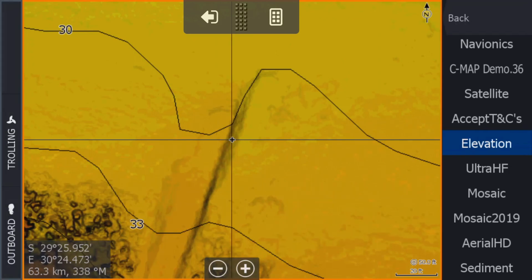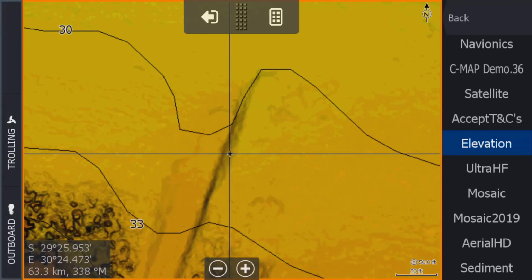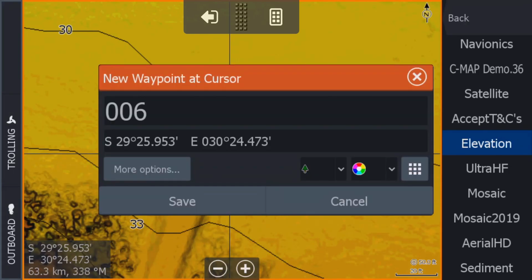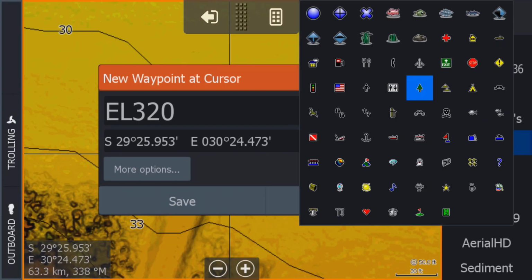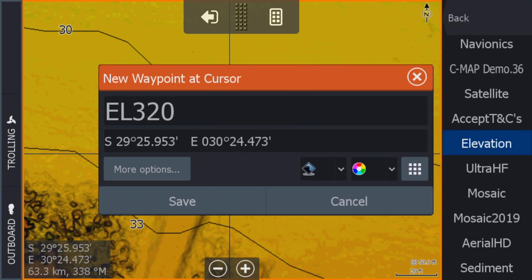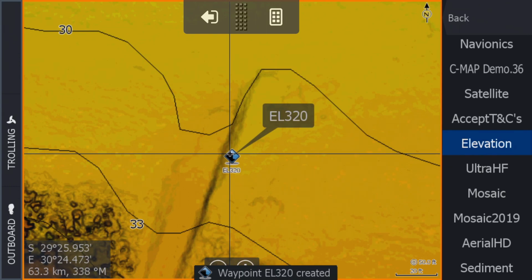So let's say this is waypoint 320. So you will put EL 320. You'll drop that in there, hit your little flag button, and let's do that. Take that away, and we'll call that EL 320, for example. Enter. And then obviously that's a little foundation. It's got a ledge on it, so we're going to use that little ledge icon there, and we're going to say save. Now you've got EL 320.